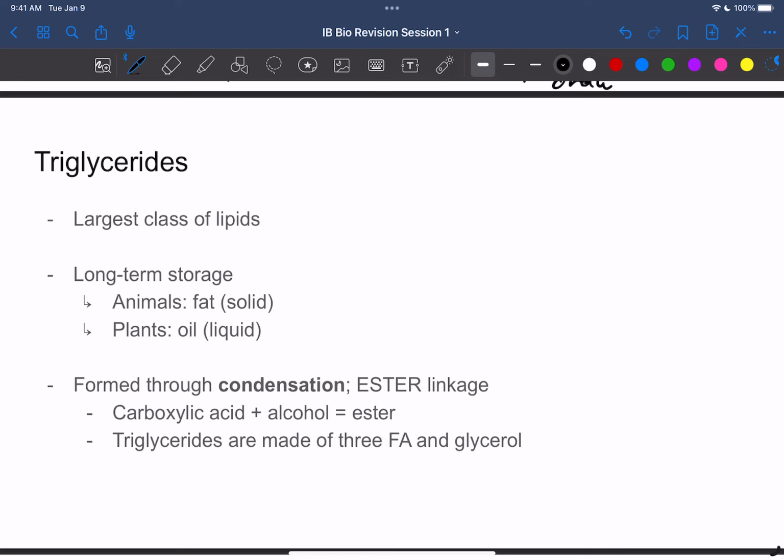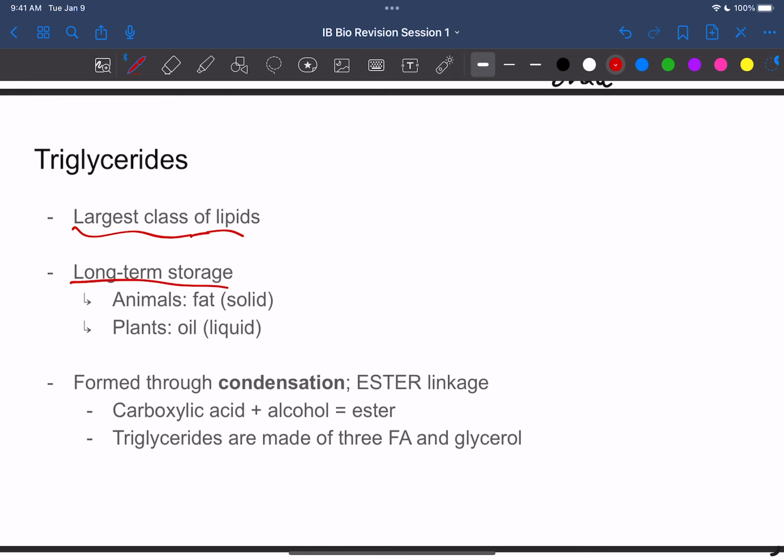So we mentioned these before. These are triglycerides, the largest class of lipids. And the purpose for this is long-term storage. Long-term. This is really important. Polysaccharides are short-term, but triglycerides are long-term. In animals, they're stored as fat, a solid, in adipose tissue. In plants, they're stored as an oil because unsaturated fats come from plants. And they don't pack very well, so it takes less energy to separate them.